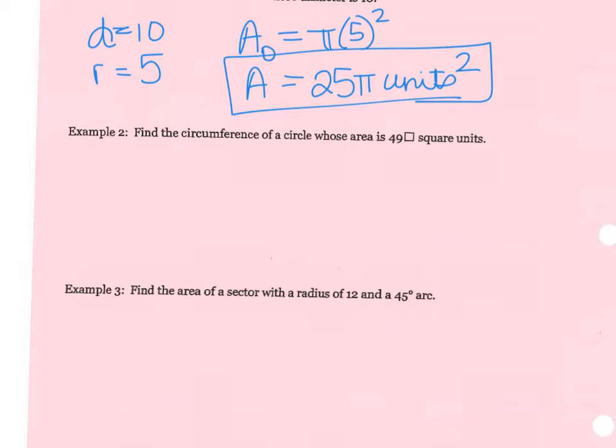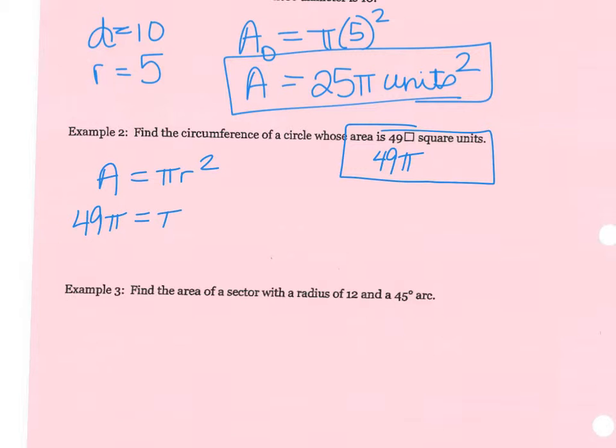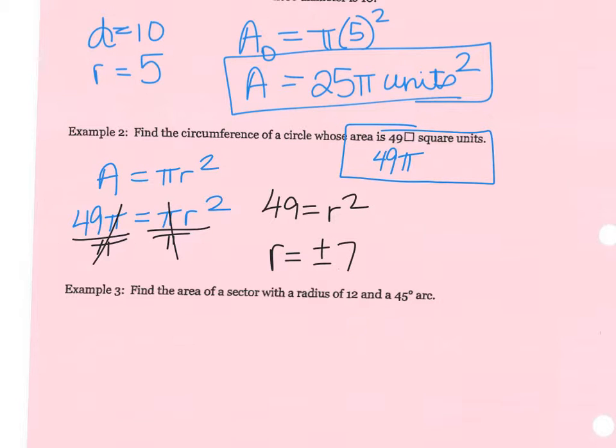Example 2: find the circumference of a circle whose area is 49 pi square units. So area is pi r squared. If we know that the area is 49 pi, then we can solve for the radius. If we divide both sides by pi, those cancel, and we get 49 is equal to r squared. When you take the square root of both sides, r is equal to plus or minus 7, but you cannot have negative 7 in a circle, so the radius is 7 units.